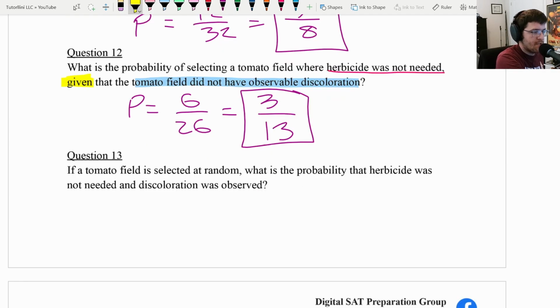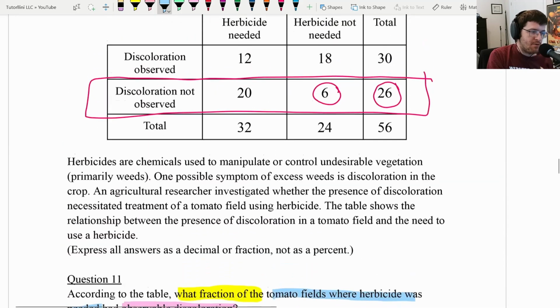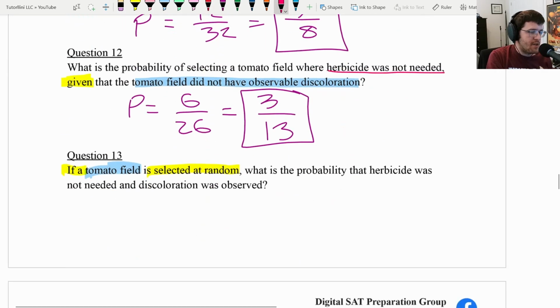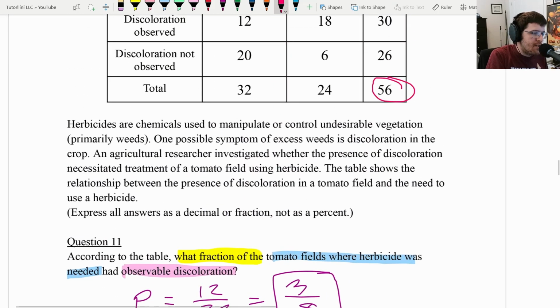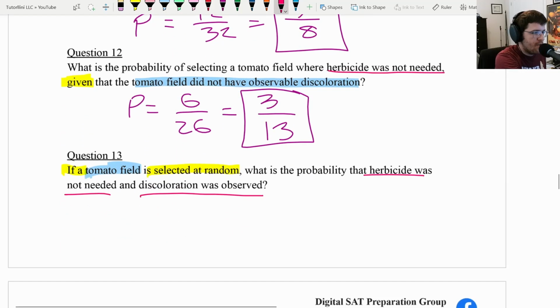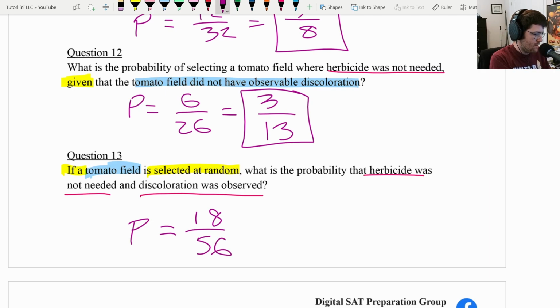Okay, question 13. So this one says, if a tomato field is selected at random, well, they're all tomato fields, so that doesn't really narrow it down. That just tells us we're going to use the grand total, that number in the bottom right. So let's circle that 56. We know we're going to need that. And then it says that herbicide was not needed and discoloration was observed. Okay, so herbicide was not needed and discoloration was observed. I think that's this one. So 18 tomato fields had that. So the probability is 18 out of 56. And that reduces to 9 over 28.